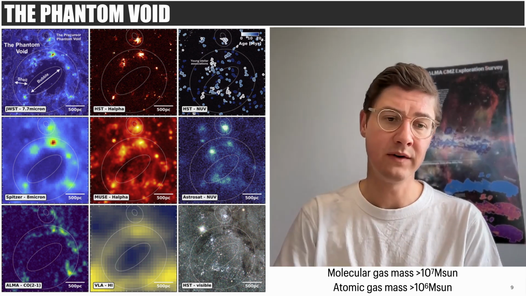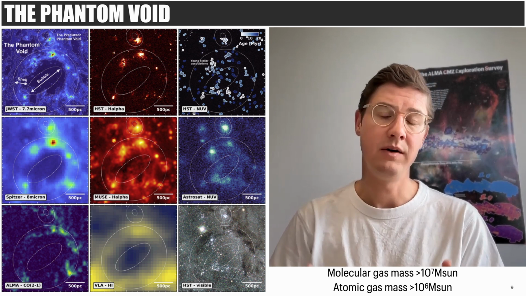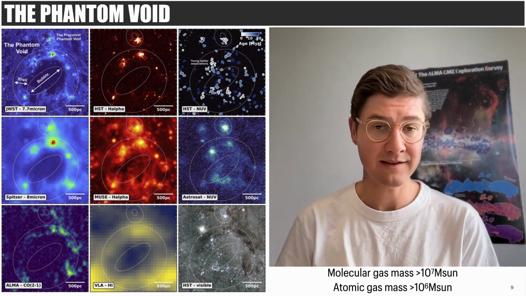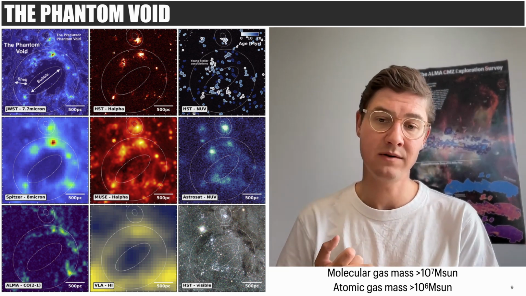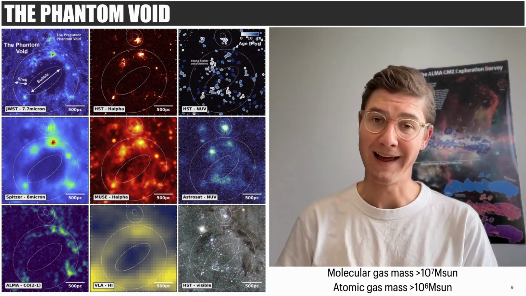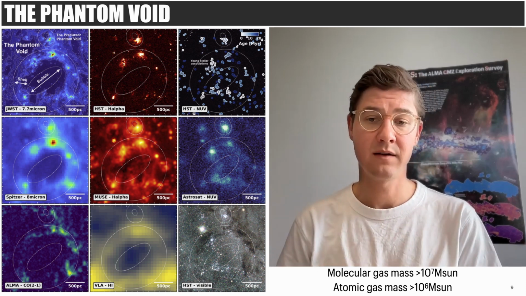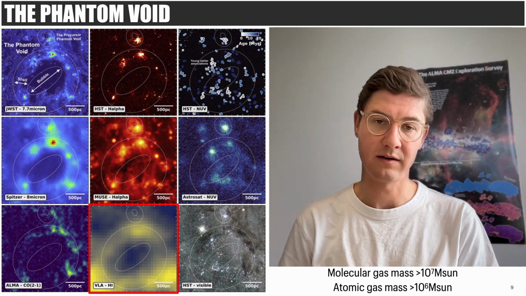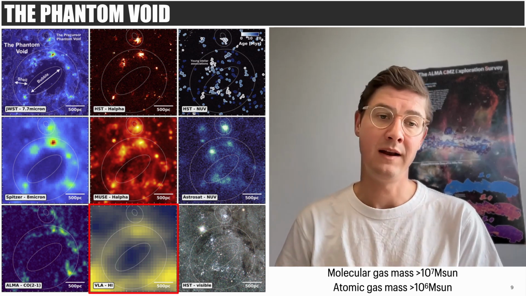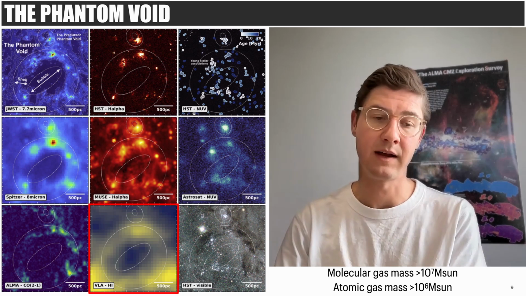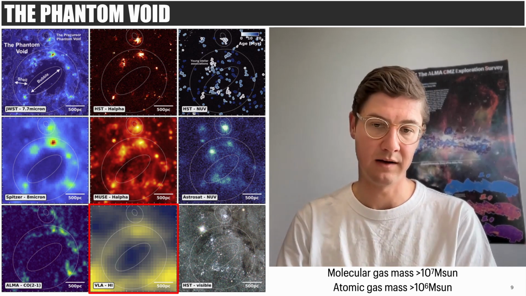And what we can do here is convert this to a molecular gas mass. We found that the bubble is also extremely massive. It's around 10^7 solar masses in molecular gas mass. The atomic gas we see is around 10^6 solar masses. So this is extremely massive in both its molecular gas and atomic gas, but molecular gas dominated.